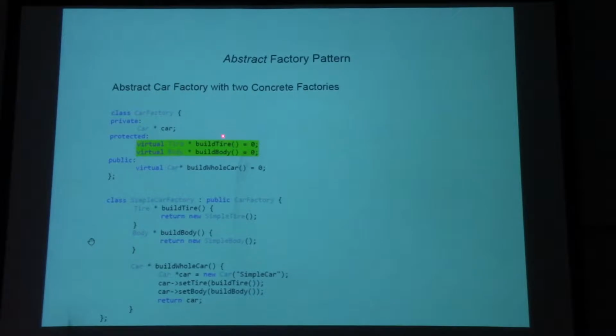Build tire, and then build body, and then we're going to have another pure virtual method called build the whole car. So we're going to build the tire, build the body, build the whole car, but we're not going to do any of the work in the abstract factory class. We're going to subclass that out to the specific factories.